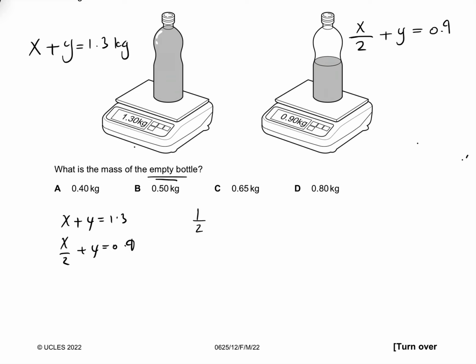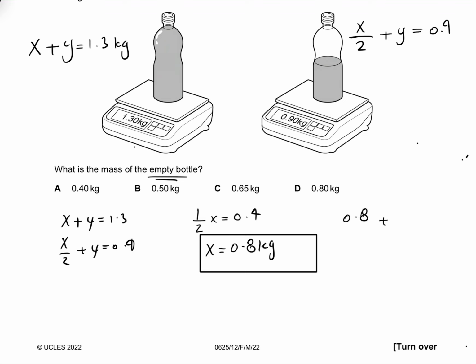You're going to be left with 1 over 2 x is equal to 0.4. Thus, the mass of the cooking oil in the first bottle, x, is basically just 0.8 kilograms. Now that you find x, you can go ahead and find y, which is the mass of the empty bottle. So 0.8 plus y is equal to 1.3. So y is going to be equal to 1.3 minus 0.8, which is simply 0.5 kilograms.